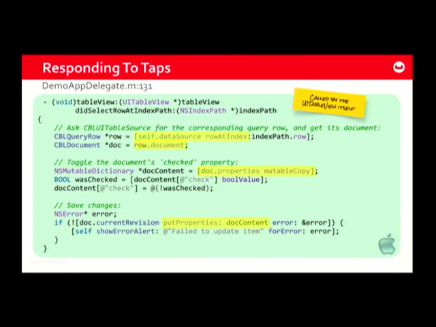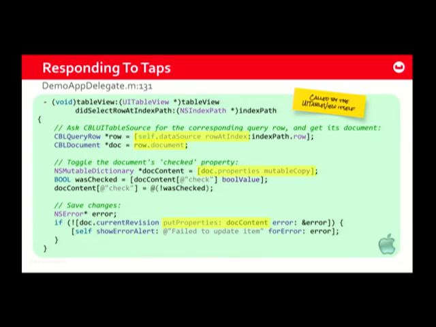So next, and I think this is close to being the final thing, is actually responding to a tap on the row in the table to toggle the check mark. So we're back in iOS. This is a method that's called by the UITableView itself on its delegate, telling it that a row got selected, which means tapped. So it's going to go to the data source, which is the table source object, ask it for the row, the query row at that index, and then get the document out of it.